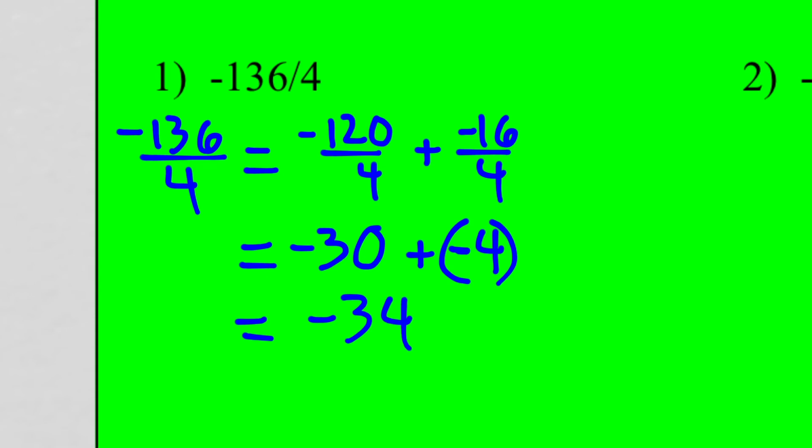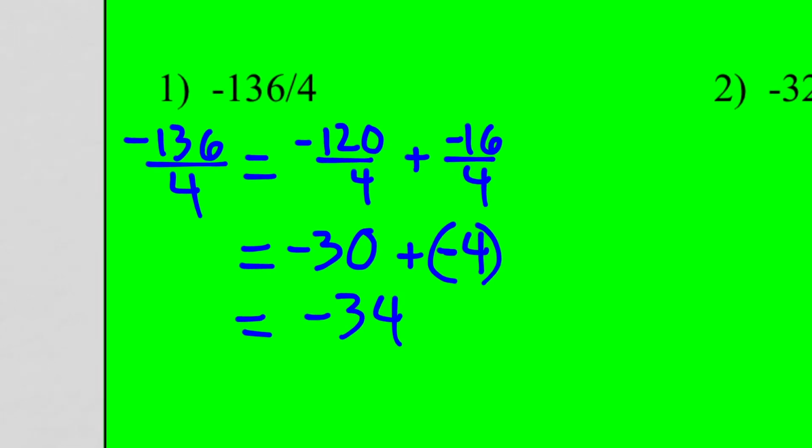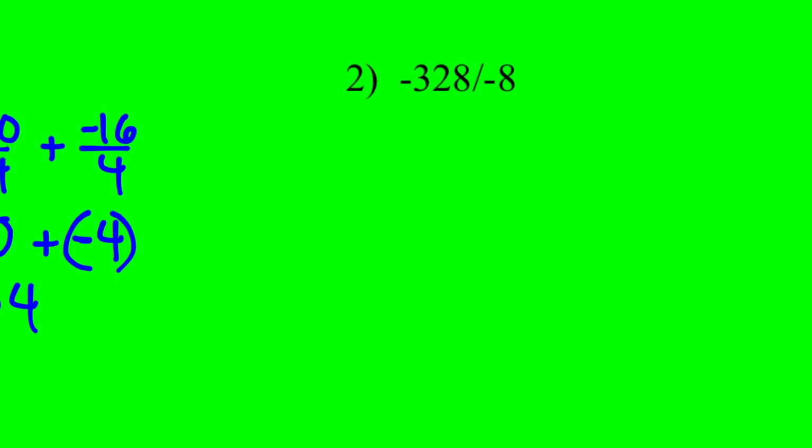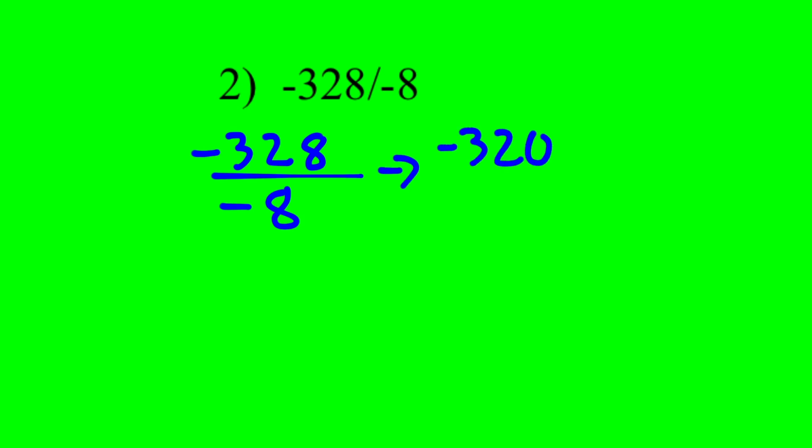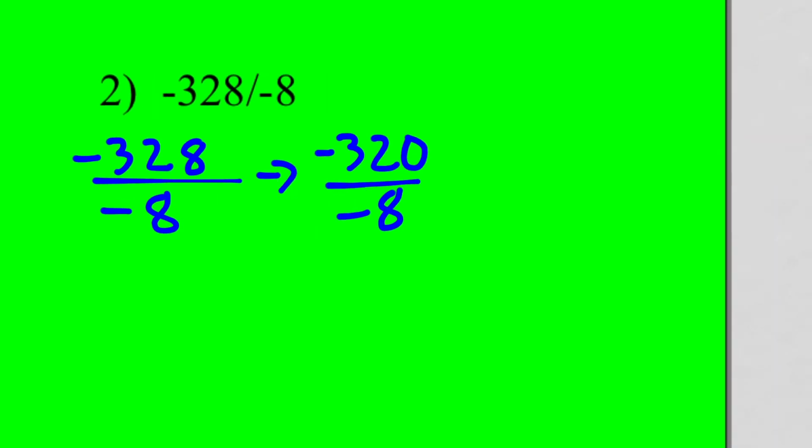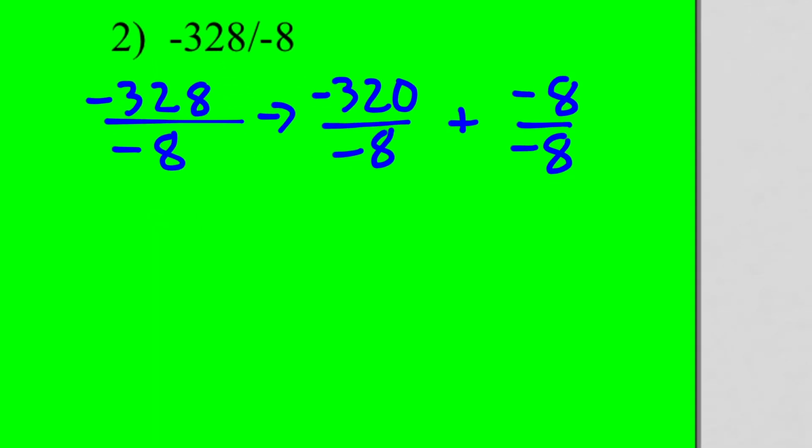And there's more than one way to do that. You could have done -100 divided by 4 and -36 divided by 4. Many different ways. Okay, so be on the lookout for breaking up numbers like that. -328 divided by -8. We could do that as -320 divided by -8 plus -8 divided by -8. Okay, negative divided by negative is positive, so 32 divided by 8 is 4, tack on a 0. And -8 divided by -8 is 1. So add those up, and the answer is 41.